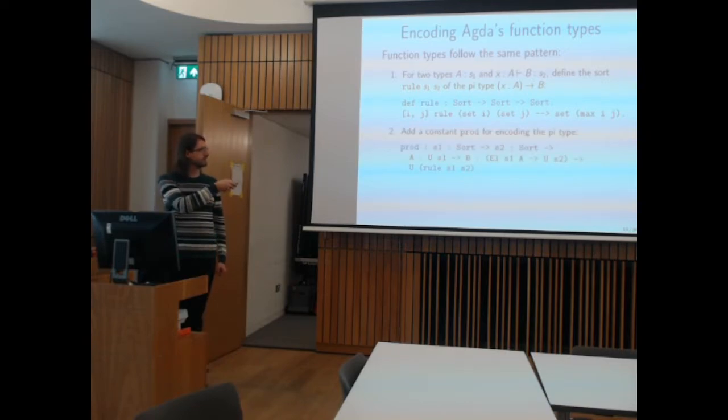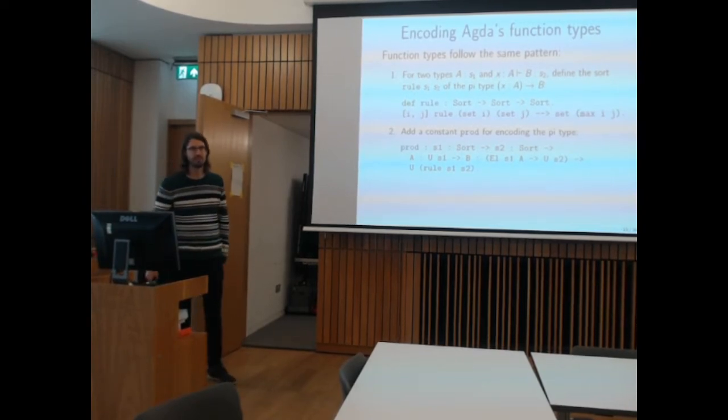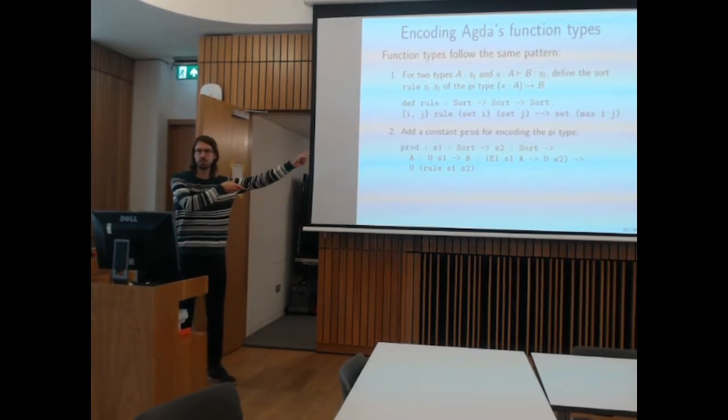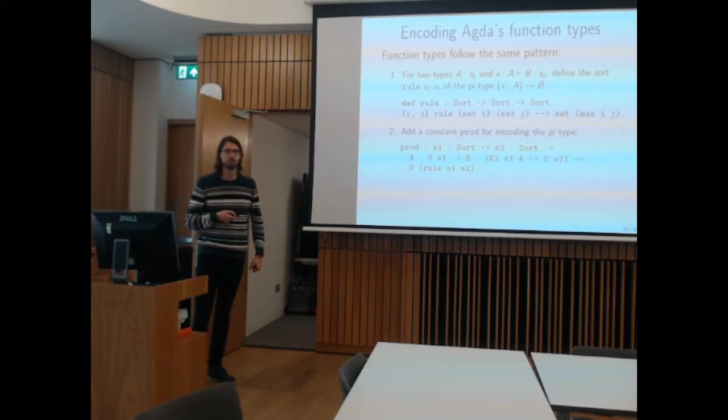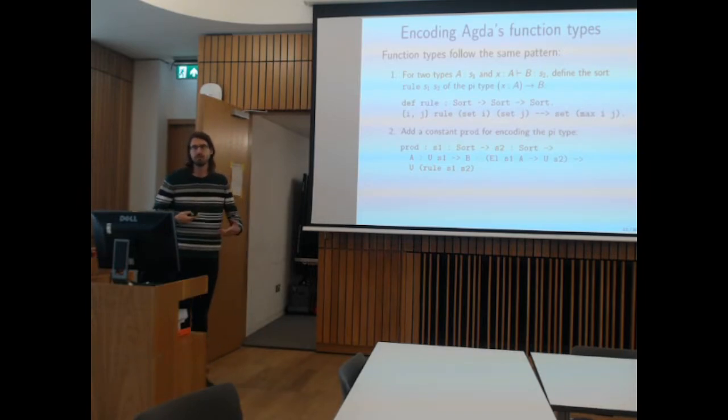And then we can add the product constant. It's a bit verbose again because the product here takes 4 arguments, because we need to give the two sorts explicitly. But actually, this is also the case in the internal syntax of Agda. We're also annotating these pi types with their sorts. So this is not that different from what's happening in Agda.